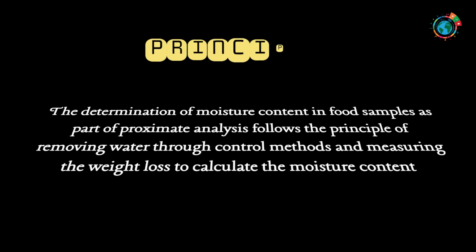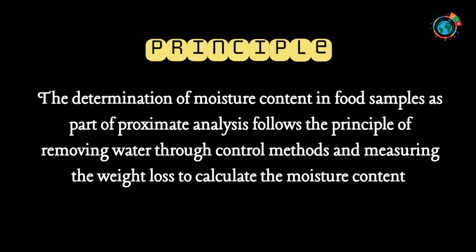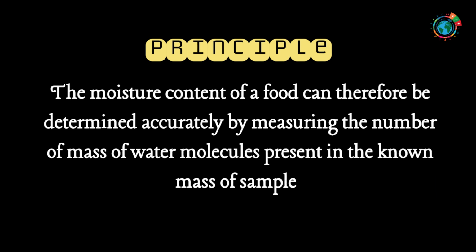The determination of moisture content in food samples, as part of proximate analysis, follows the principle of removing water through controlled methods and measuring the weight loss to calculate the moisture content. The moisture content of a food can therefore be determined accurately by measuring the number or mass of water molecules present in a known mass of sample.